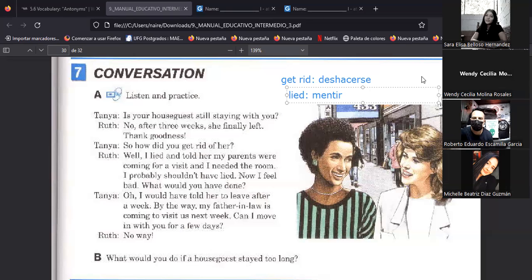By the way, my father-in-law is coming to visit us next week. Can I move in with you for a few days? No way. Okay. Thanks, ladies. Can I move in with you for a few days? No way. Okay, not with me, with somebody else.